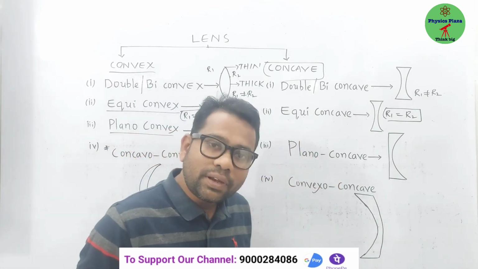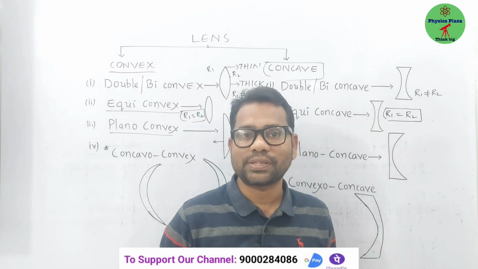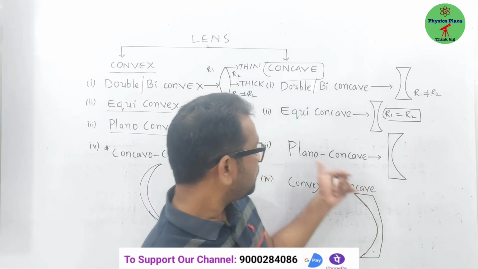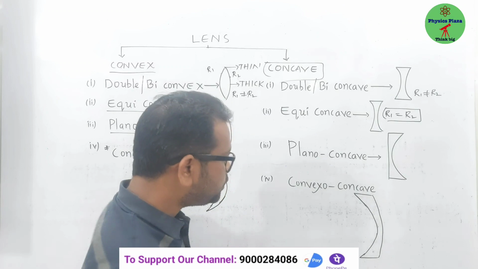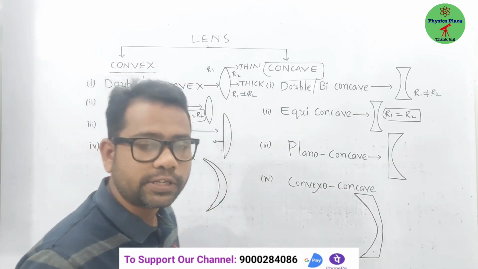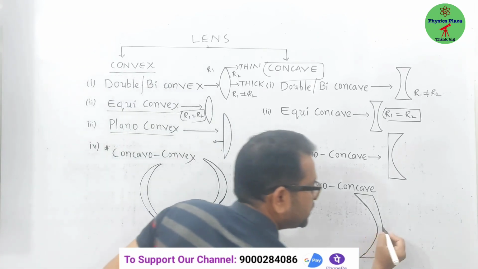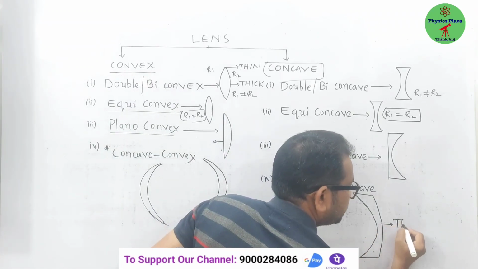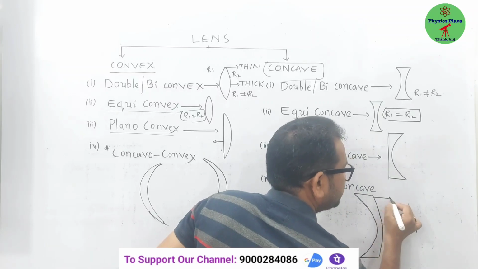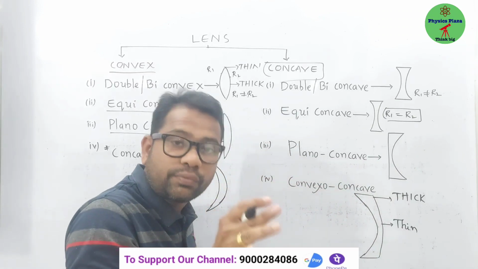Next, plano-concave lens. Yes, a concave lens with one plane surface and another one a concave surface is called a plano-concave lens. Come to the convexo-concave lens, children. Here also, whenever you are drawing, you should be very careful. Look at here. In the middle, it is thin. At the periphery, it is thick. That is the nature of the concave lens.